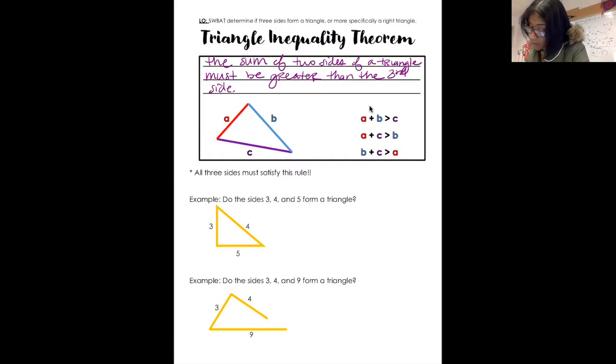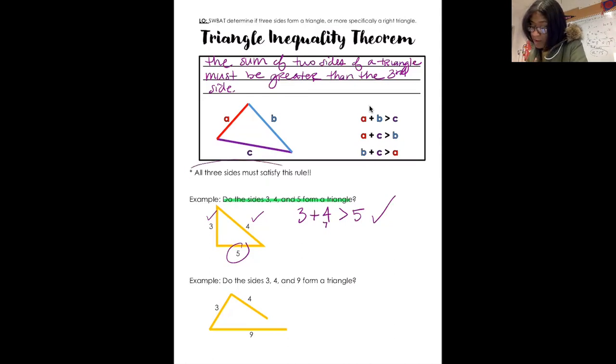Down here, do the sides 3, 4, and 5 form a triangle? Let's test that theorem. So I'll pick two sides, 3 plus 4. If I just use side 3 and side 4, which side remains? Side 5. So 3 plus 4 must be greater than 5. 3 plus 4 is 7. Is 7 greater than 5? Yes. So that order of doing it satisfies the triangle inequality theorem.